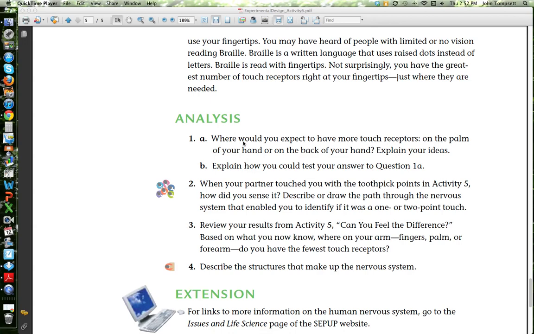Number 3, review your results from activity 5. Can you feel the difference? Based on what you now know, where on your arm, fingers, palm, or forearm, do you have the fewest touch receptors? And including some evidence for that would help as well. Number 4, describe the structures that make up the nervous system.